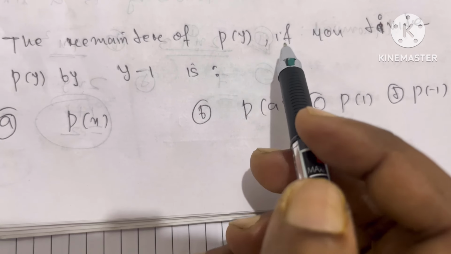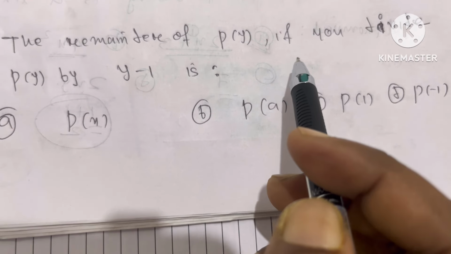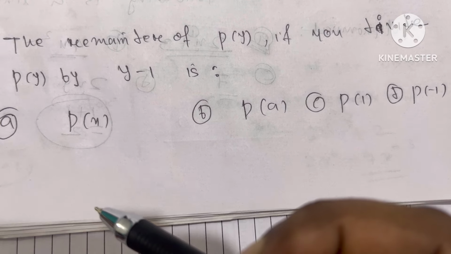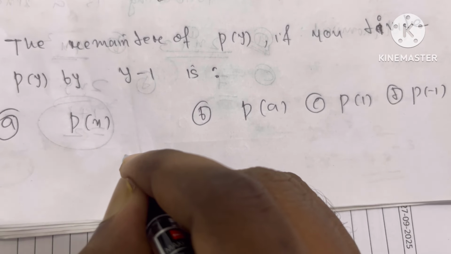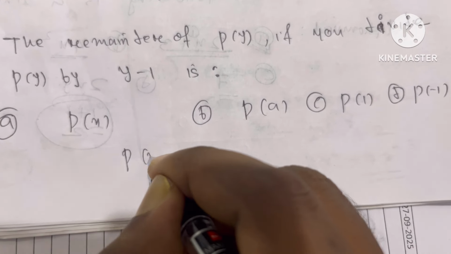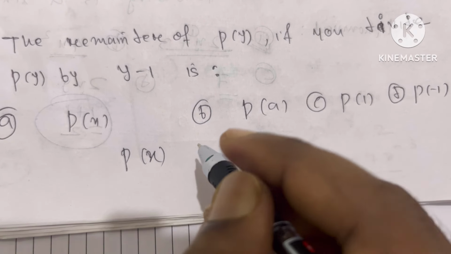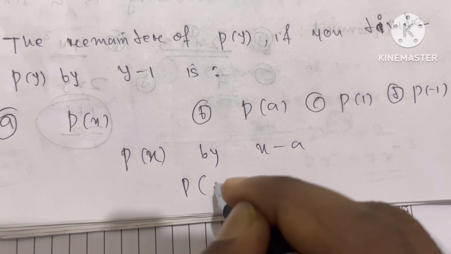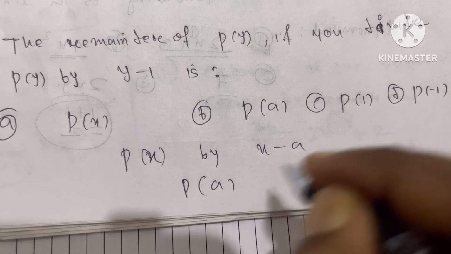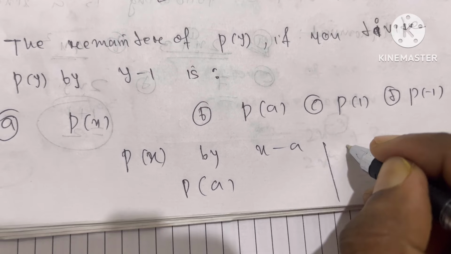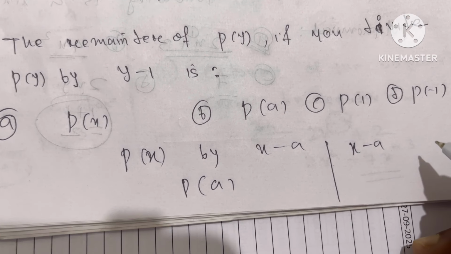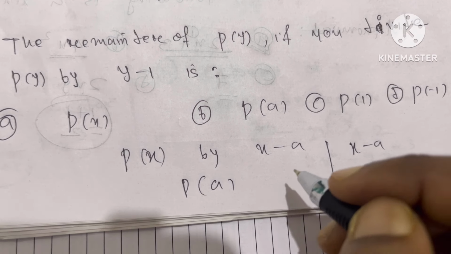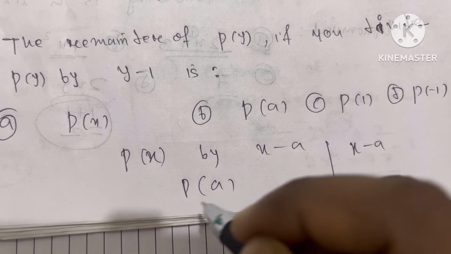The remainder of p(y), if you divide p(y) by y minus 1. So this is very simple. As you know from the remainder theorem, if you divide p(x) by x minus a, then the remainder will be what? p(a). So how will we find it? First you find the value of x from x minus a, if you want to divide p(x) by x minus a. Then the remainder will be p(a).